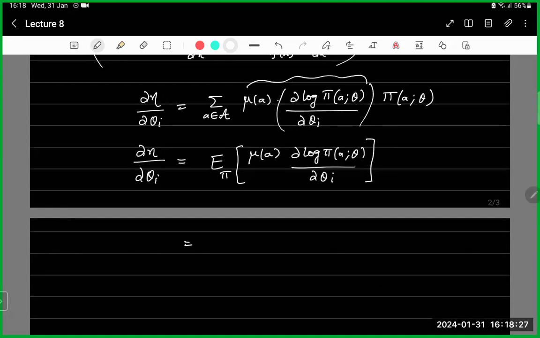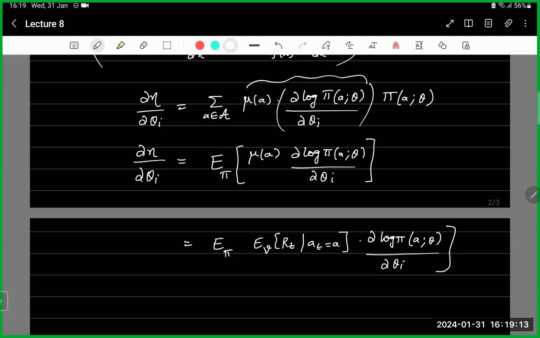And what is mu of a? That is the expected reward for playing arm a, right? So it's a function of our environment. So I can write it like this: expected value, with the environment, of R_t given A_t equal to a. Can I write it like that? Mu of a, the expected reward that you get for playing arm a, correct? Into the partial derivative of log pi of a given theta, with respect to theta. Fine. Because mu of a is nothing but the expected reward for playing arm a. That's what we wrote it as.